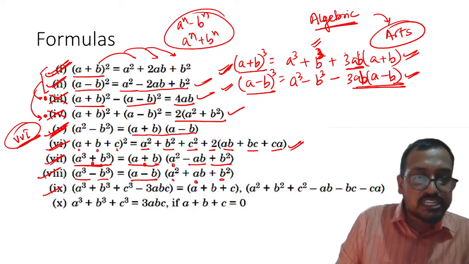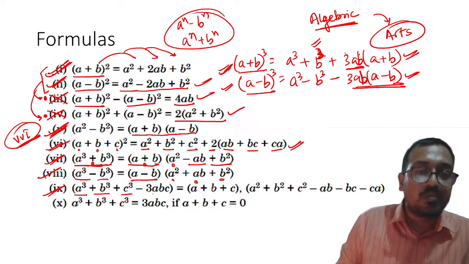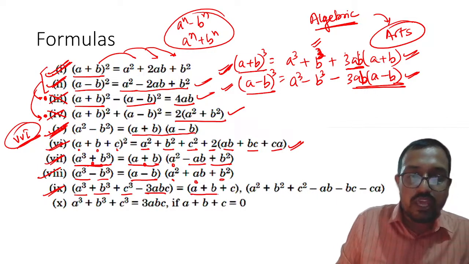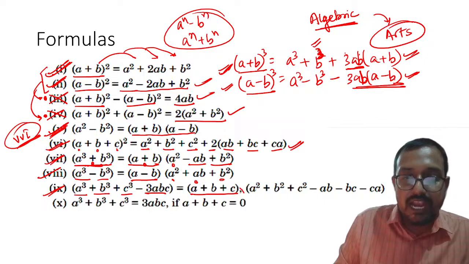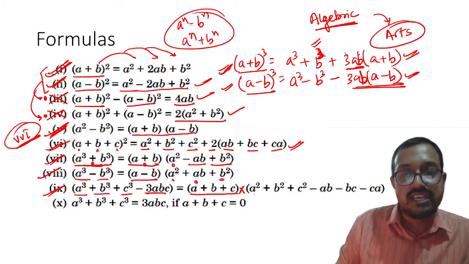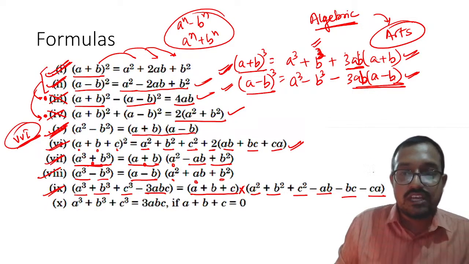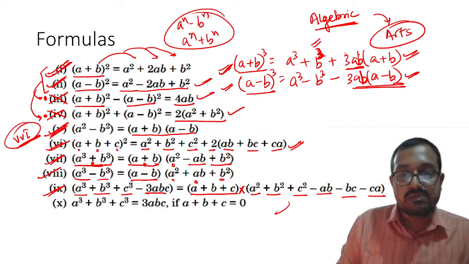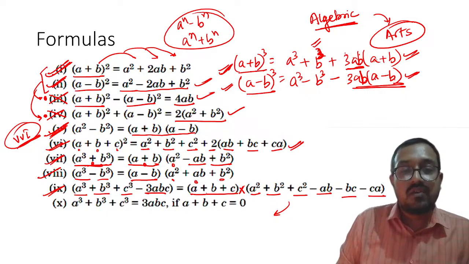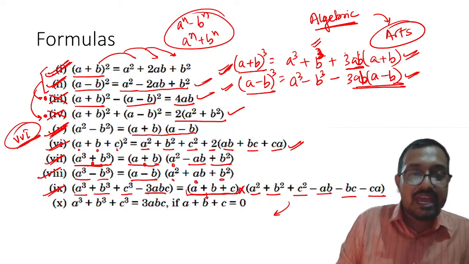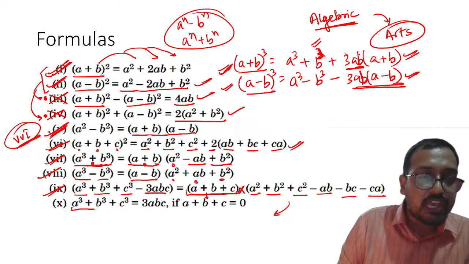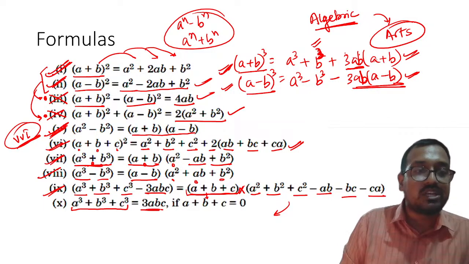Then my dear student, this is extremely important. The ninth one: a cube plus b cube plus c cube minus 3abc is equal to (a plus b plus c) multiplied by (a square plus b square plus c square minus ab minus bc minus ca). Here there is no comma, multiplication is there. My dear students, a special case of this equation comes if you put a plus b plus c is equal to 0. In that case you will find that a cube plus b cube plus c cube is equal to 3abc.